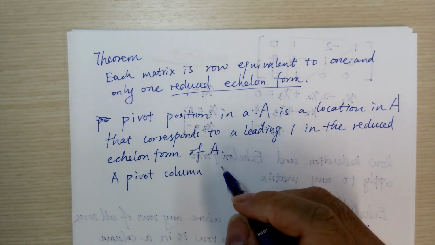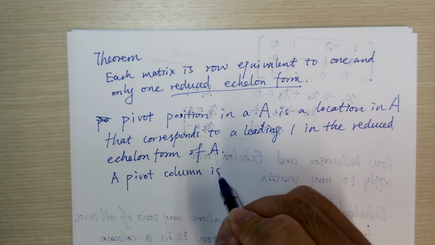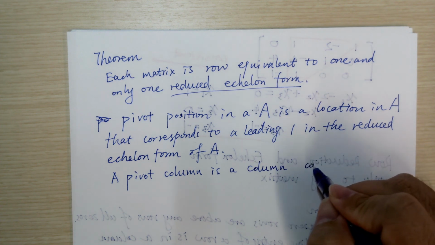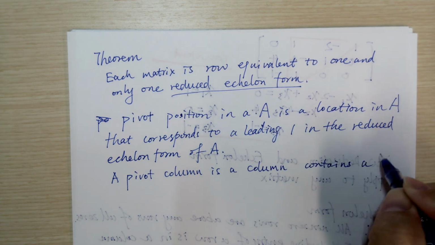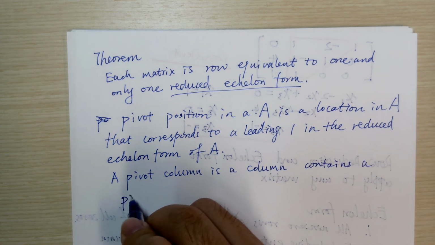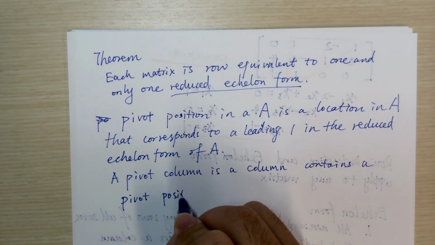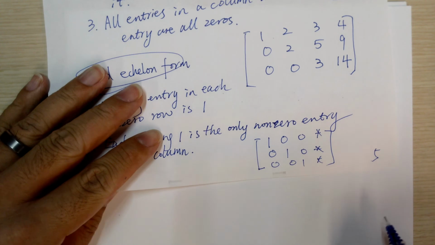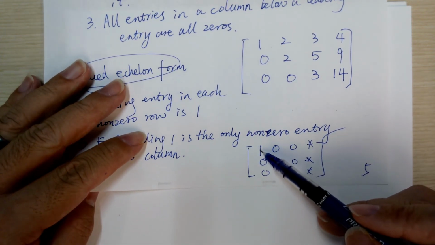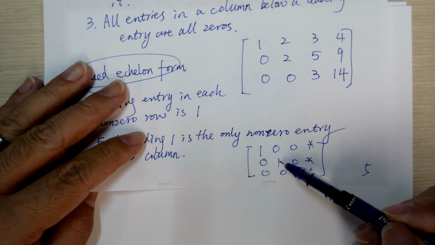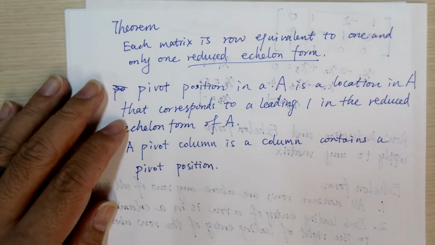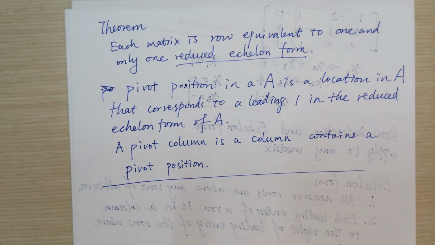And a pivot column is a column that contains a pivot position. So back to the previous example: this is a pivot position, and correspondingly this is the pivot column. Pivot position, pivot column, pivot position, pivot column.